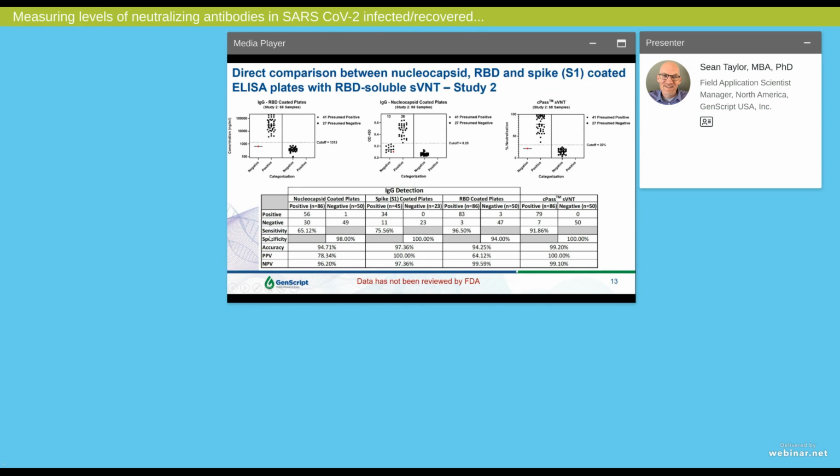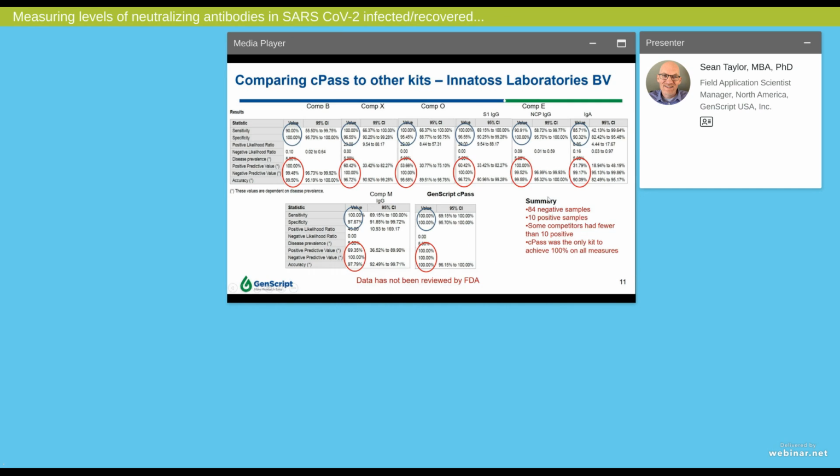In terms of sensitivity and specificity, Cpass was excellent, and in terms of accuracy, positive predictive value and negative predictive value, Cpass greatly surpassed all the other tests that were out there. And the data in this table is the combined data from study 1 and study 2. So very, very nice results, corroborating the data that Inatos got from their study, actually.